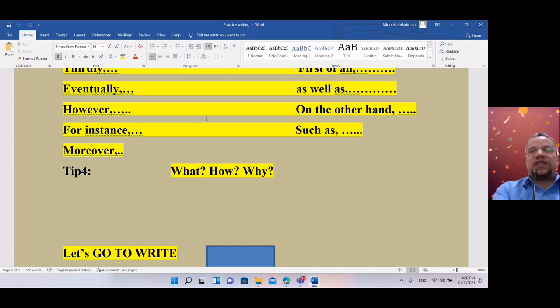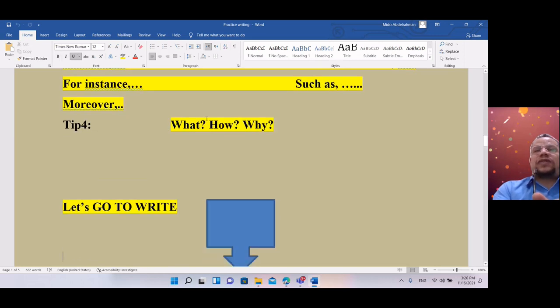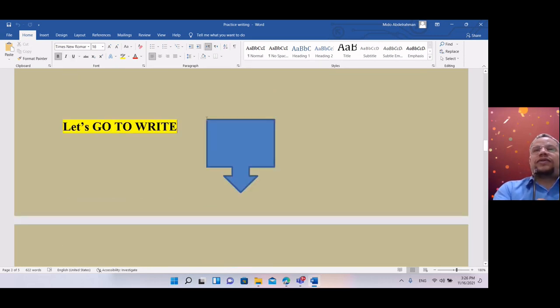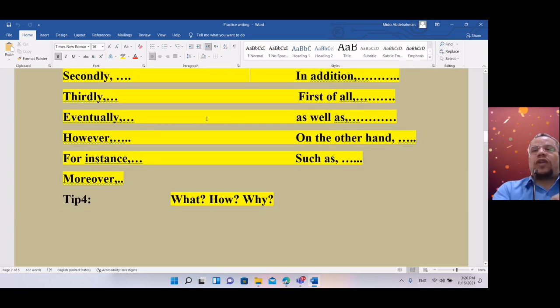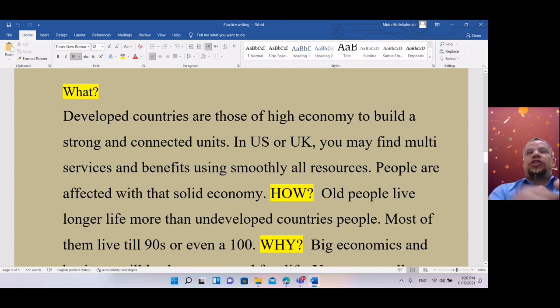What is the what, how, why strategy? Let's go to write about the same question. I will just remind you of the question itself again: Write 200 to 250 words on the following topic. In most developed countries, people live longer lives. Discuss the positive or negative effects for people living longer. So this is the question now. Let's go through the steps. Don't forget the style of writing is what, how, why. Now the answer I wrote for you.